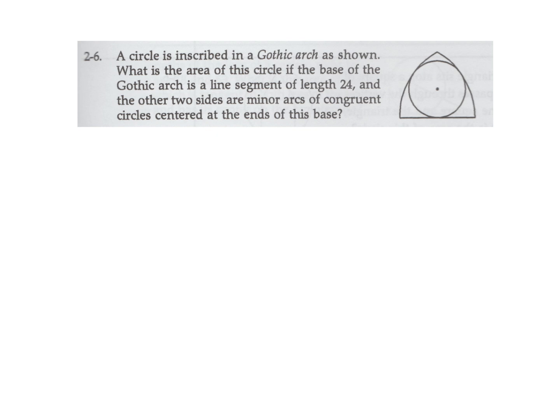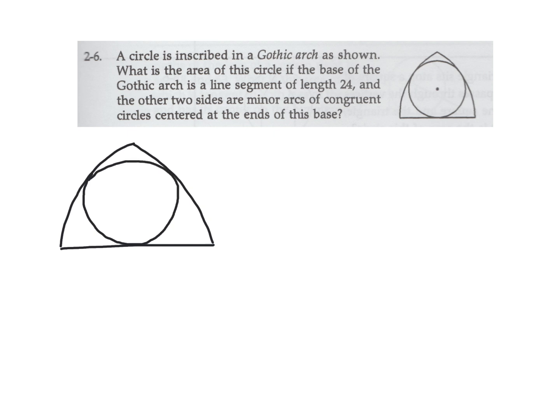A circle is inscribed in a Gothic arch, as shown. What is the area of the circle if the base of the Gothic arch is a line segment of length 24 and the other two sides are minor arcs of congruent circles centered at the ends of the base? So let's draw this and let's see what I can do here. And I've got to draw a circle. Okay, that's pretty decent. Not perfect, but it's okay.